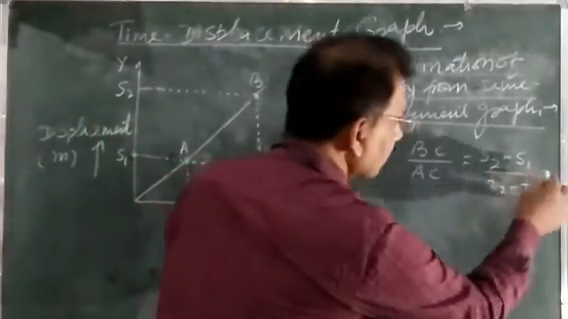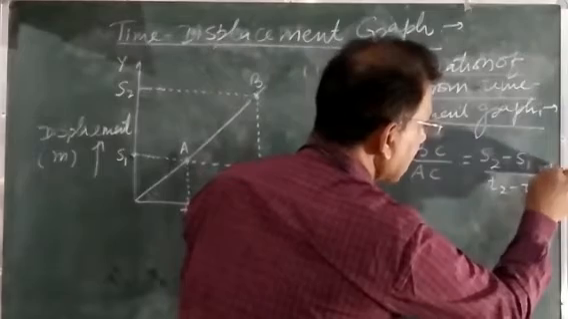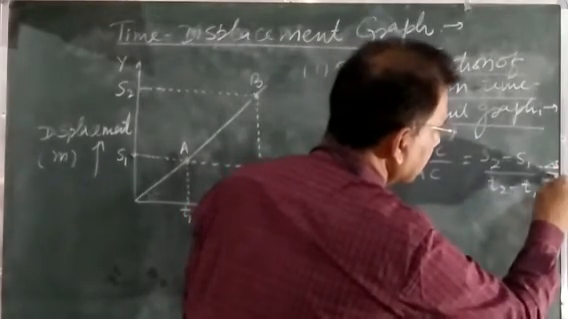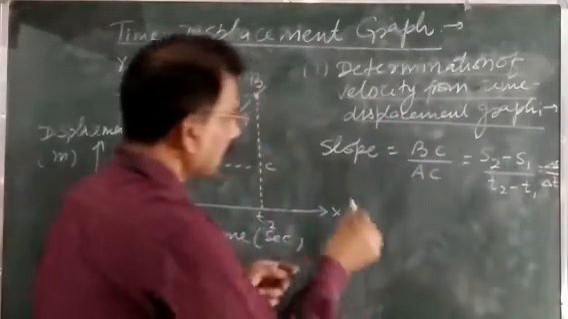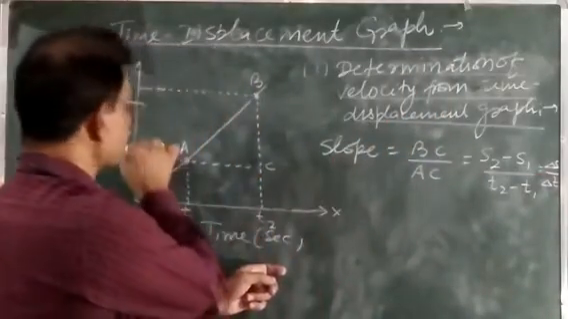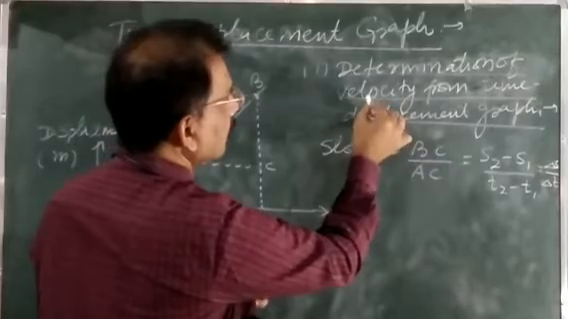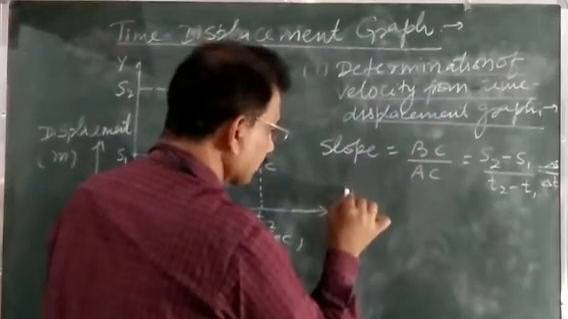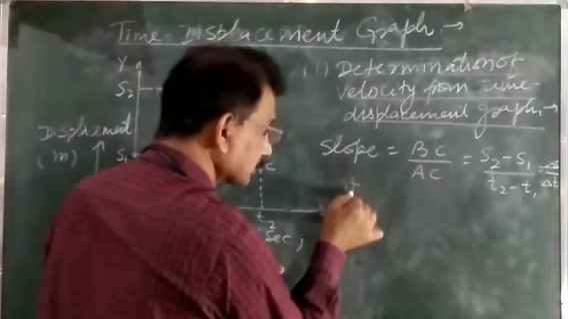So S2 minus S1 can also be written as delta S. And T2 minus T1 you can write here delta T. And you know the slope of this time displacement graph, what did I just tell you? What will this slope tell? Velocity. So in place of this slope, simply you can write here velocity v. This slope is the velocity.